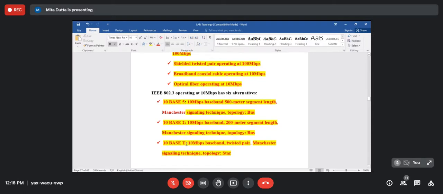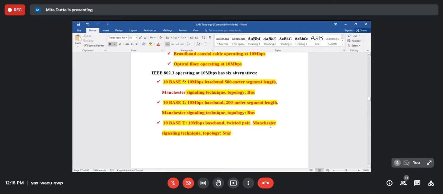And 10 base T stands for twisted pair. 10 is the data rate, base means baseband LAN, and T denotes the physical medium, which is twisted pair. And here also Manchester signaling is being used, but the topology here is star. Whereas in case of 10 base 5 and 10 base 2, the topology is bus.